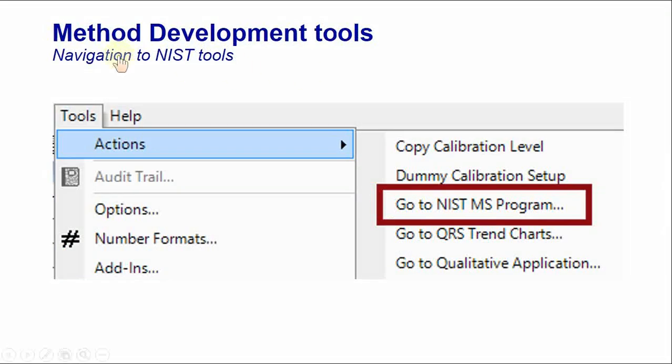Worth mentioning that there is a navigation to the NIST tools. So in the Tools menu in Quant, under Actions, you can jump over to the NIST MS program, which has a set of tools. If you're familiar with those, that's a good place to look into using libraries and investigating a unit mass issue. Also seen here is the navigation to the sister MassHunter qualitative analysis application.